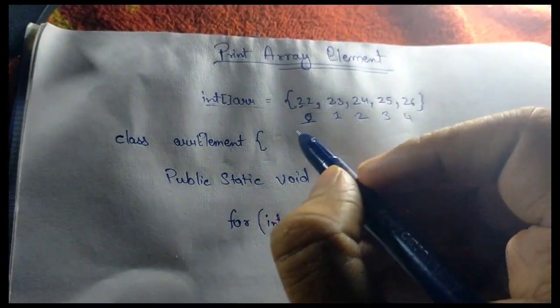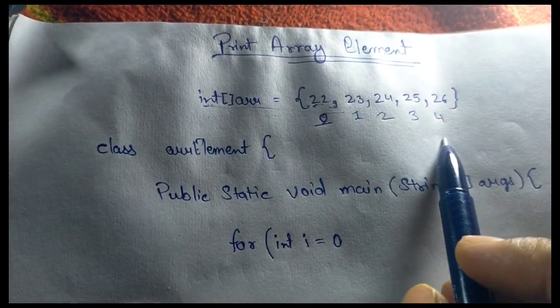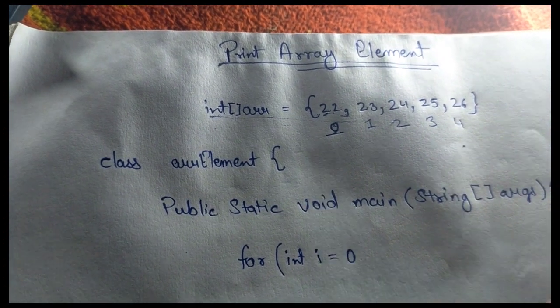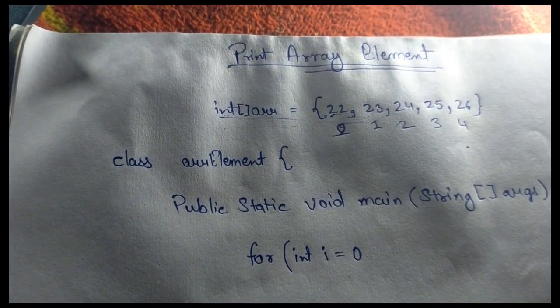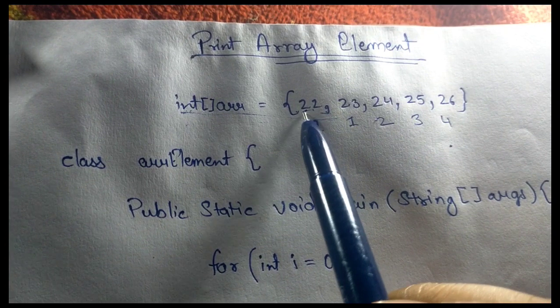Here the last index is 4, but the length of this array is 5. The index is 4 but the length is 5 because there are 5 elements.